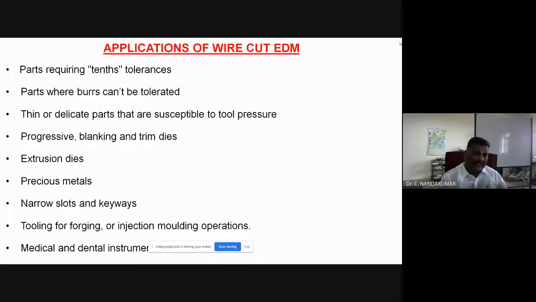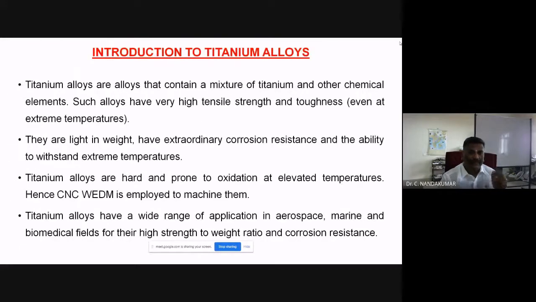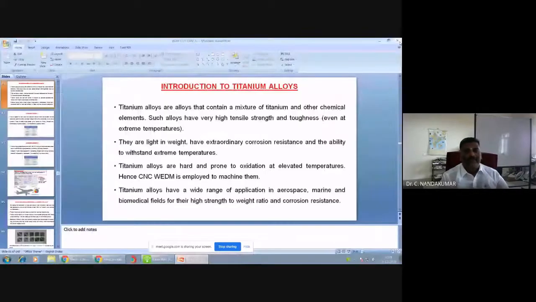In this case, I also did the medical instrumentation machining with the help of this machine. And now, why we have to go for titanium. That is an introduction to titanium.